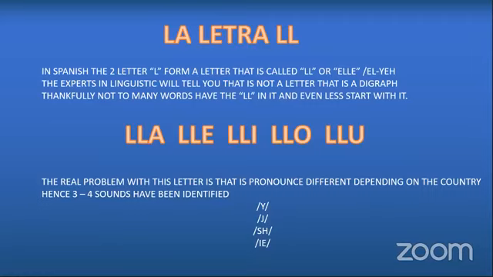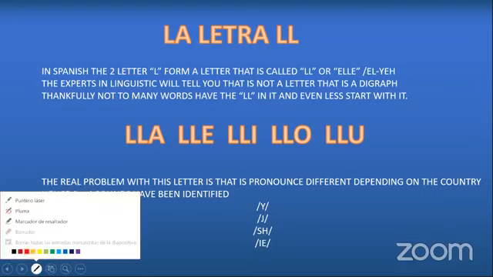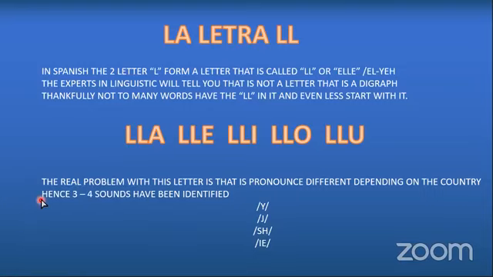Let's start with that. In Spanish, we have something that we call the letra elle. When the two L's come together, that is called elle. The experts in linguistics are going to tell you that it is not a real letter. It's called a digraph. It's when two letters are put together and sound in a different way. So in Spanish, we have this digraph called elle, and it's going to sound in this way. Let's go together reading this part here. Ya, ye, yi, yo, yu.